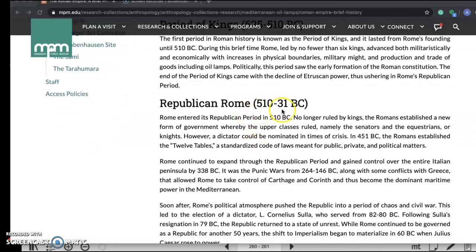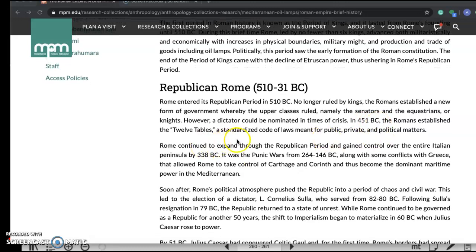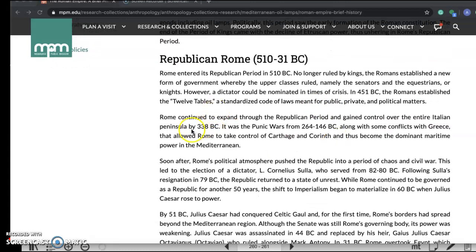Republican Rome, 510 to 31 BC. Rome entered its Republican period in 510 BC. No longer ruled by kings, the Romans established a new form of government whereby the upper class ruled, namely the senators, equestrians, or knights. However, a dictator could be nominated in times of crisis. In 451 BC, the Romans established the 12 Tables, a standardized code of laws meant for public, private, and political matters. Rome continued to expand throughout the Republican period and gained control over the entire Italian peninsula by 338 BC.